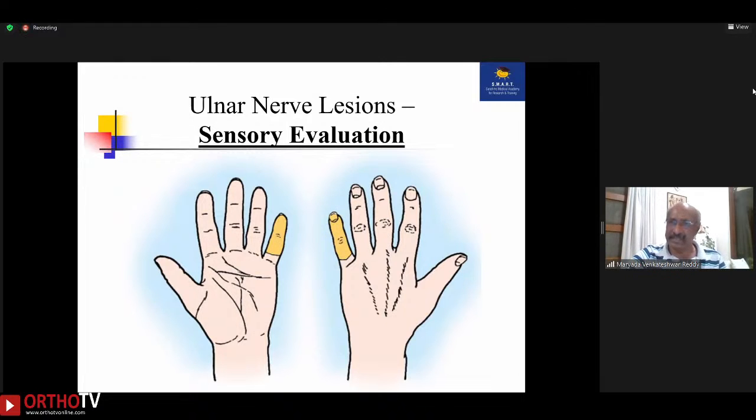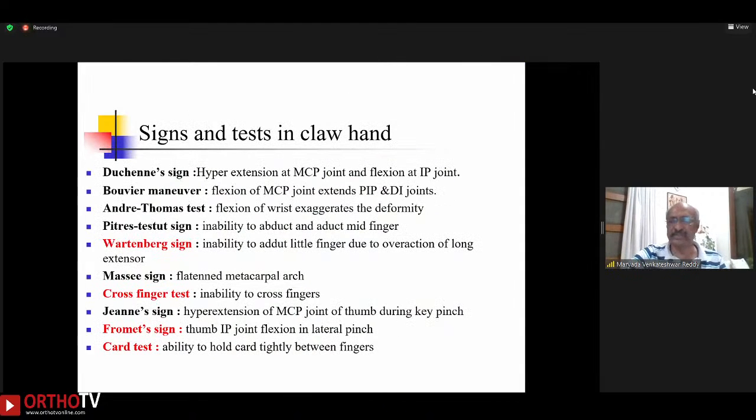Now, once this is done, there are a lot of different tests given for claw hand.